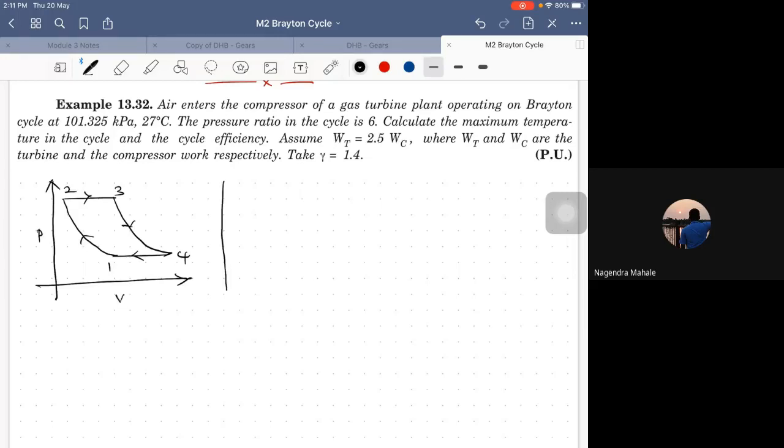PV, TS, same thing. 1 to 2 is isentropic compression. Adiabatic is also called isentropic. So 1 to 2 there, 2 to 3, 3 to 4. So this is the Brayton cycle as of now.